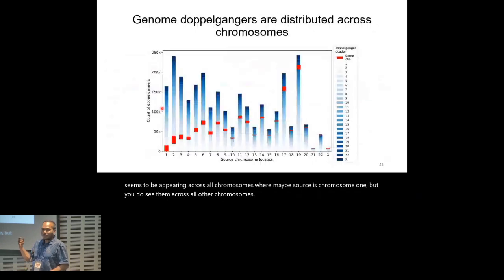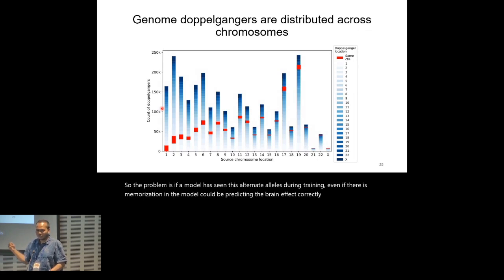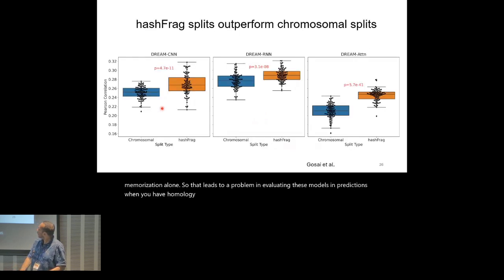So the problem is, if a model has seen these alternate alleles during training, even if there is memorization in the model, it could be predicting the variant effect correctly just based on memorization alone. So this leads to a problem in evaluating these models in variant effect predictions when you have homology-based data leakage.